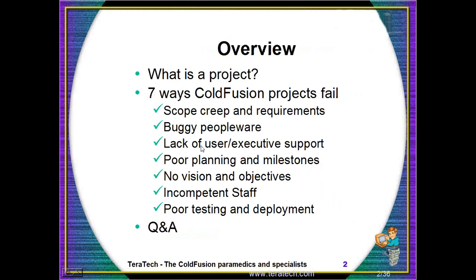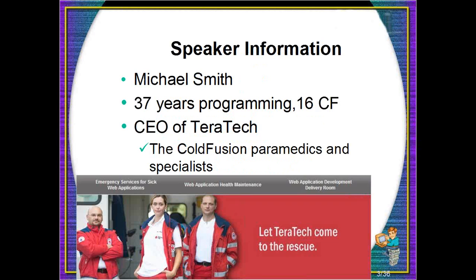And let's quickly go over what we're going to be covering today. We're going to first look at what a project is, and then look at 7 ways that ColdFusion projects fail, including scope creep, buggy peopleware, lack of user executive support, poor planning, lack of vision, incompetent staff, not that any of those will be on this webinar, I hope, poor testing and deployment. And then also we're going to have Q&A. If you have any questions while we're going through the presentation, feel free to bring those up. If they seem relevant to the section, we'll interrupt, or we'll bring them up in the Q&A at the end. So let's start.